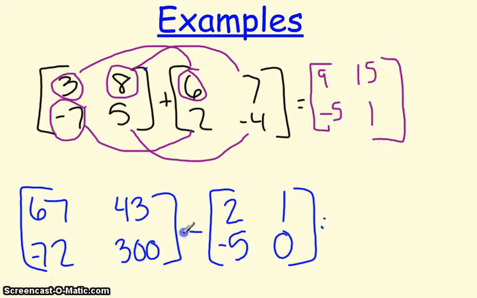On the bottom, make sure you keep track that that is a subtraction sign. So we have 67 minus 2 this time, so we have 65. 43 minus 1, so that's a 42. Negative 72 minus a negative 5. Now remember, anytime you subtract a negative, change it to adding a positive. So we end up with a negative 67. Then we have 300 minus 0 is still 300.